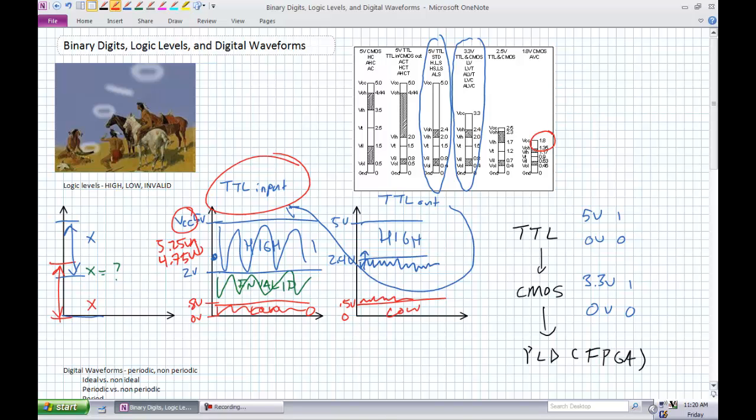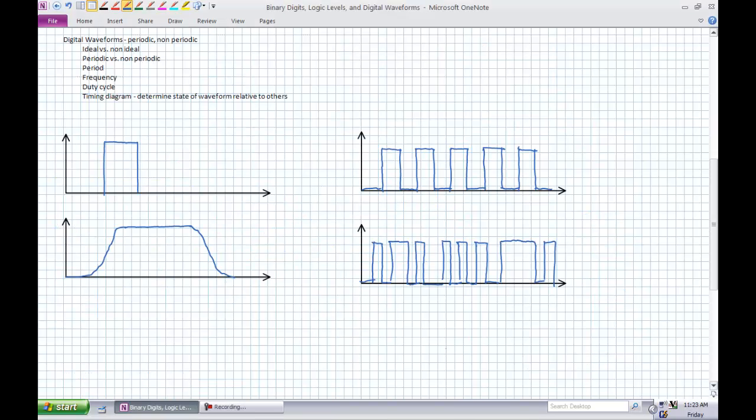There exists a range of acceptable values, and there must occur an invalid no man's region in between, because we are existing in only 2 states, binary. Bi meaning 2. So there exists 0, there exists 1. So we've talked about binary digits, acceptable logic levels, and now let's talk about digital waveforms.